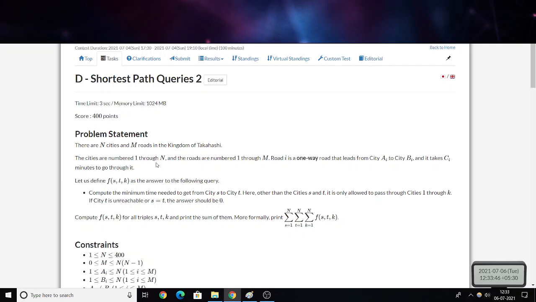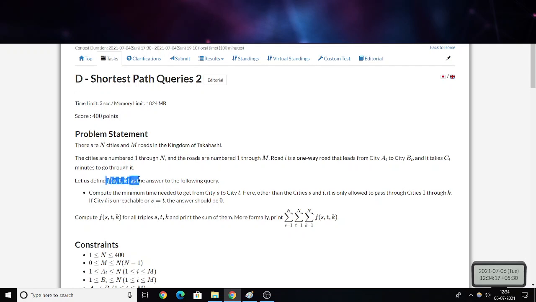So in this problem we have been given a graph, and there is a function f(s, t, k), which basically means that we have to find the shortest path between city S and city T, with a condition that while finding the shortest path from S to T, we are only allowed to use cities numbered 1 to K. Other than cities S and T, you can use all the cities from 1 to K.